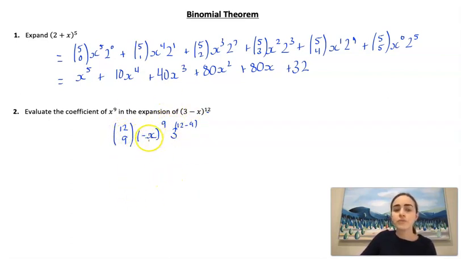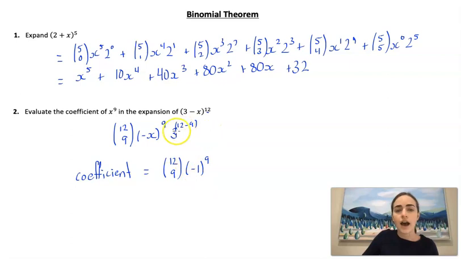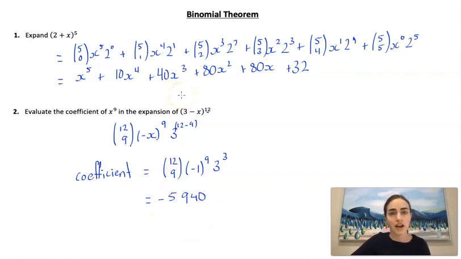So that's the whole term with that x to the power of 9 in there. That means the coefficient is going to be 12C9, and then minus 1 to the power of 9, because we're not counting that x to the power of 9 since we just want the coefficient, and then 3 to the power of 3. If we go through and work that out, we would end up with minus 5,940 as the coefficient of x to the power of 9. So that's having a look at two examples of the binomial theorem.